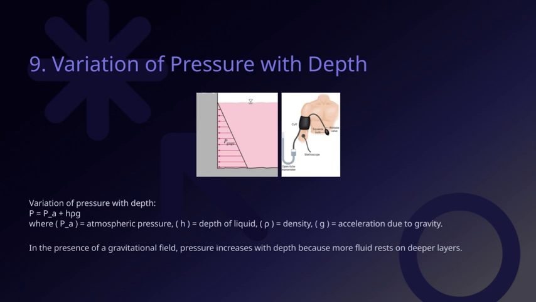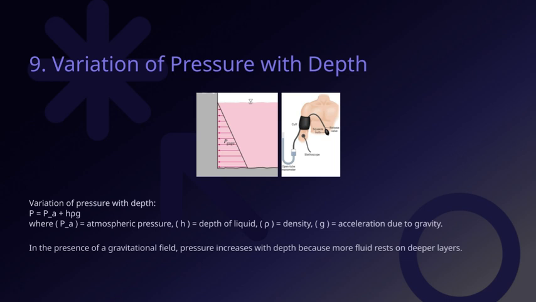Now, when we look at how pressure varies with depth, we can express it with this equation. P equals Pa plus H times rho times G here. Pa is the atmospheric pressure at the surface, so that's our baseline. The variable H represents the depth of the liquid below the surface. Rho, of course, is the density of the fluid, and G is the acceleration due to gravity.